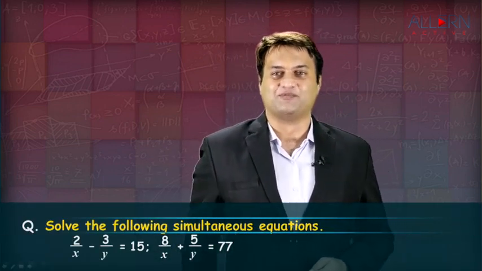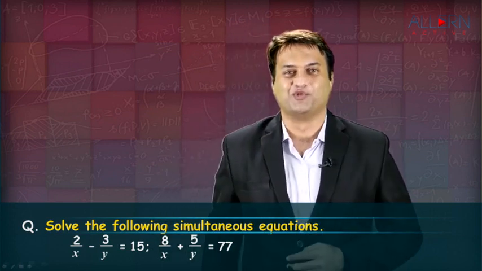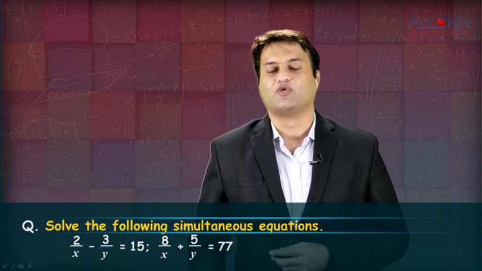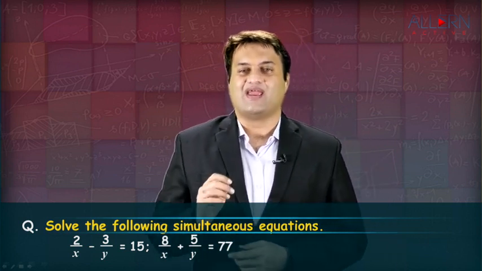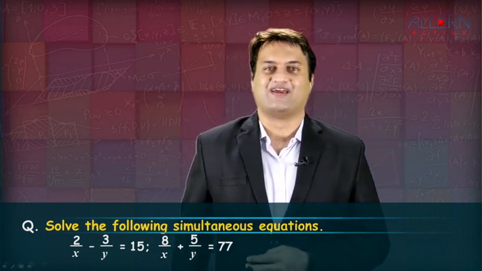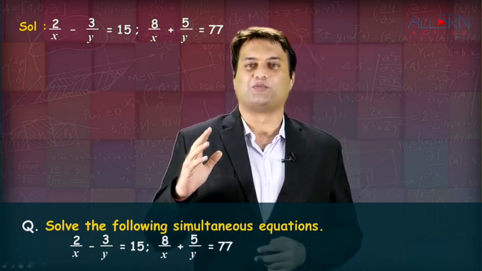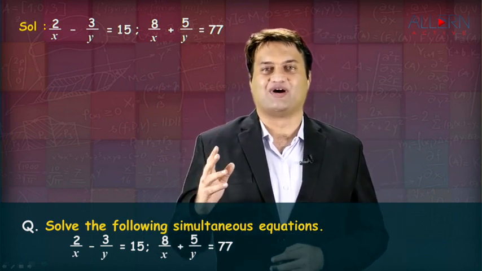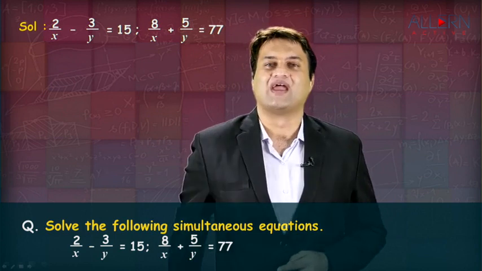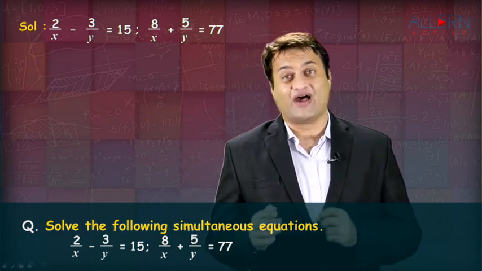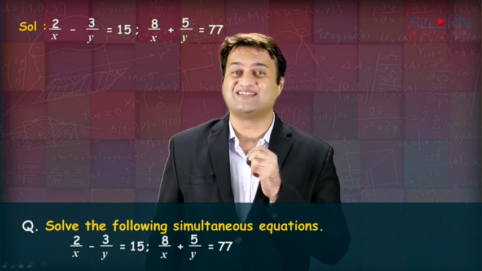Now let's see what is in store for us as far as the next sum is concerned. This time the sum is: solve the following simultaneous equations. 2 upon x minus 3 upon y is equal to 15. 8 upon x plus 5 upon y is equal to 77. So this time the two equations given to us are 2 upon x minus 3 upon y is equal to 15 and 8 upon x plus 5 upon y is equal to 77.